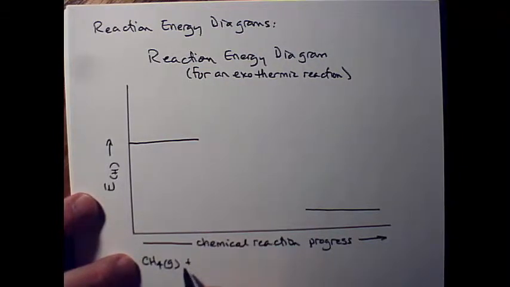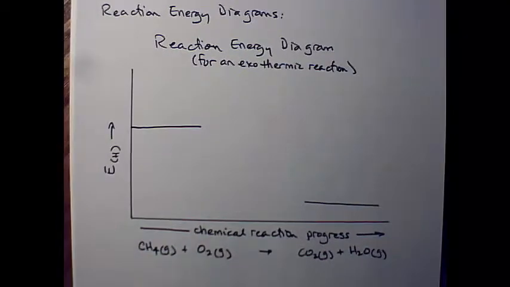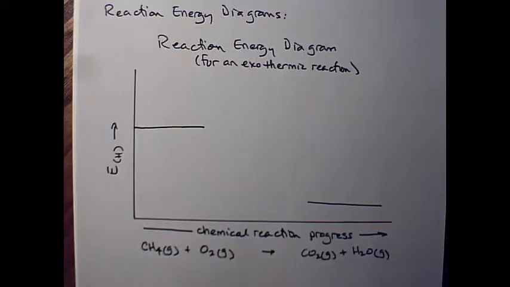Now this is an example. It isn't the only equation you could put down here. You could put any exothermic reaction you wanted to. But it's an example reaction we could put down here because this is an exothermic reaction and we progress from left to right, reactants to products. Okay?